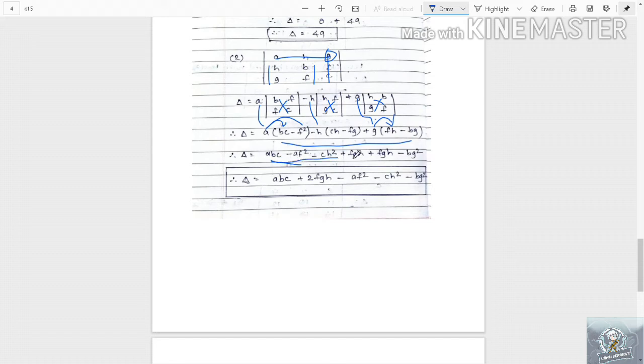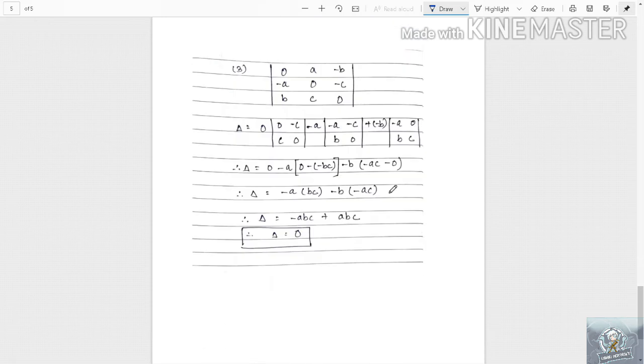So again we have got one equation, then solve it. This first we have to solve this. So we get 2GH, because these both are same, and plus sign is there. So we have to first do this ABC plus 2FGH, and then rest we have to copy as it is. So we get answer ABC plus 2FGH minus AF square minus CH square minus BG square.